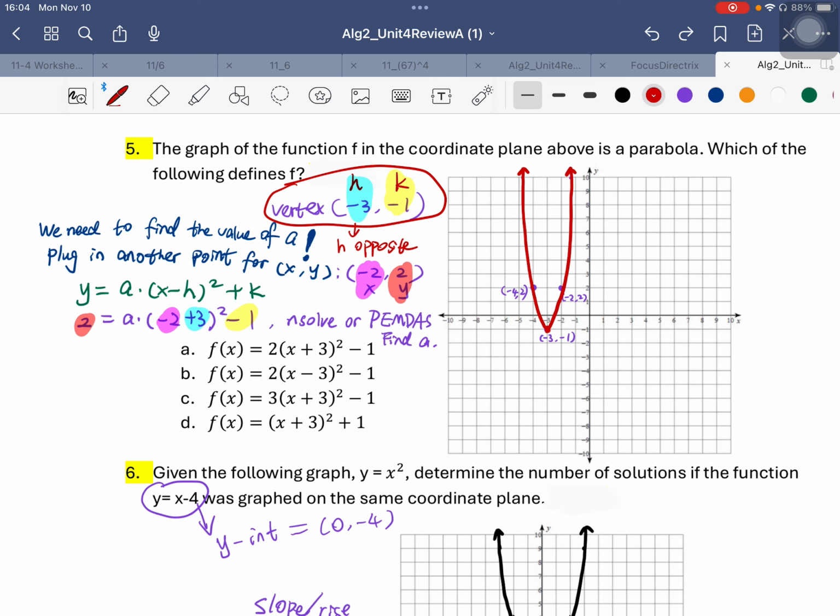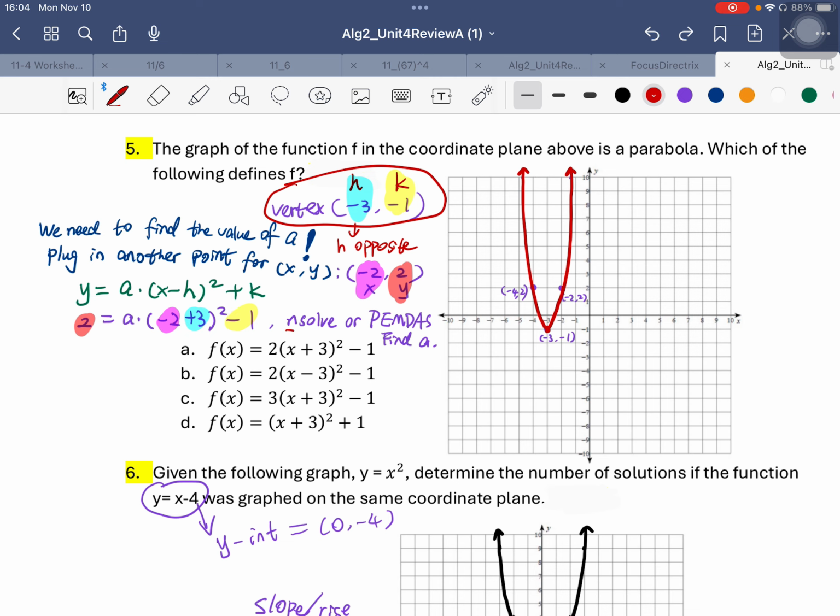So I plug into the vertex form, y equals a(x minus h) squared plus k. My y is 2, which is here. I'm looking for a, so don't change anything. x is -2. h is the opposite of -3 when you go back to the house, so it's +3. And k stays the same, it's -1.